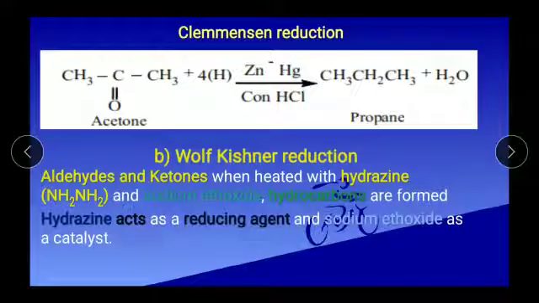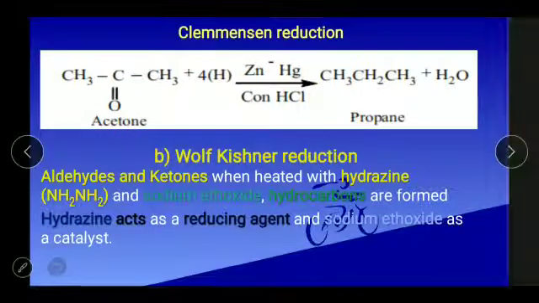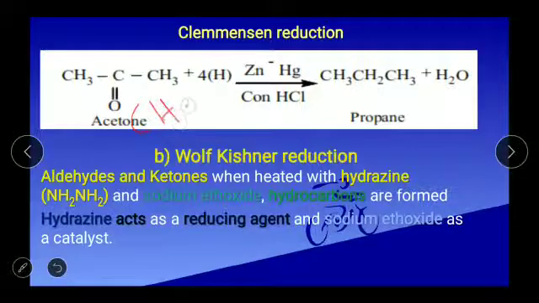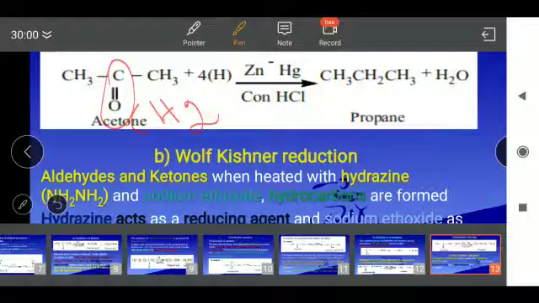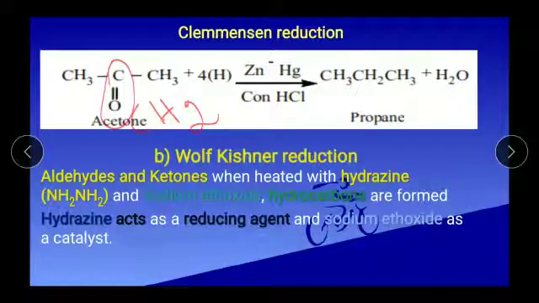Let us see the ketone reduction. We took acetone as example. CH3, C double bond O, CH3 is reduced to propane. How? As usual, C double bond O becomes CH2. So CH3, CH2, CH3 instead of C double bond O. So we are getting propane, CH3CH2CH3. This is the reduction of ketone.